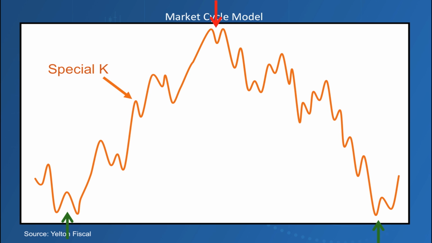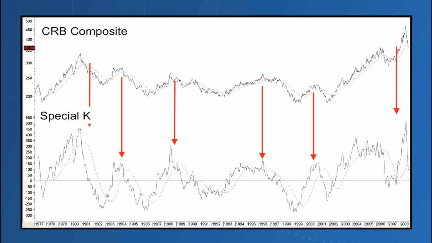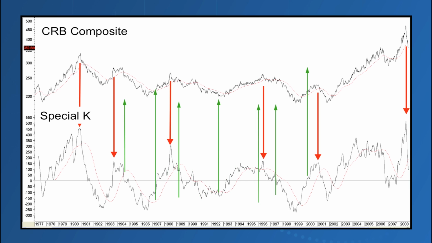Does it? Well, remember, in technical analysis, there are no certainties, so we try to achieve consistency and never perfection. Bearing that in mind, this chart shows the CRB composite together with the Special K, and you can see that most of the turning points work quite well. Here are the peaks, and here are the troughs.